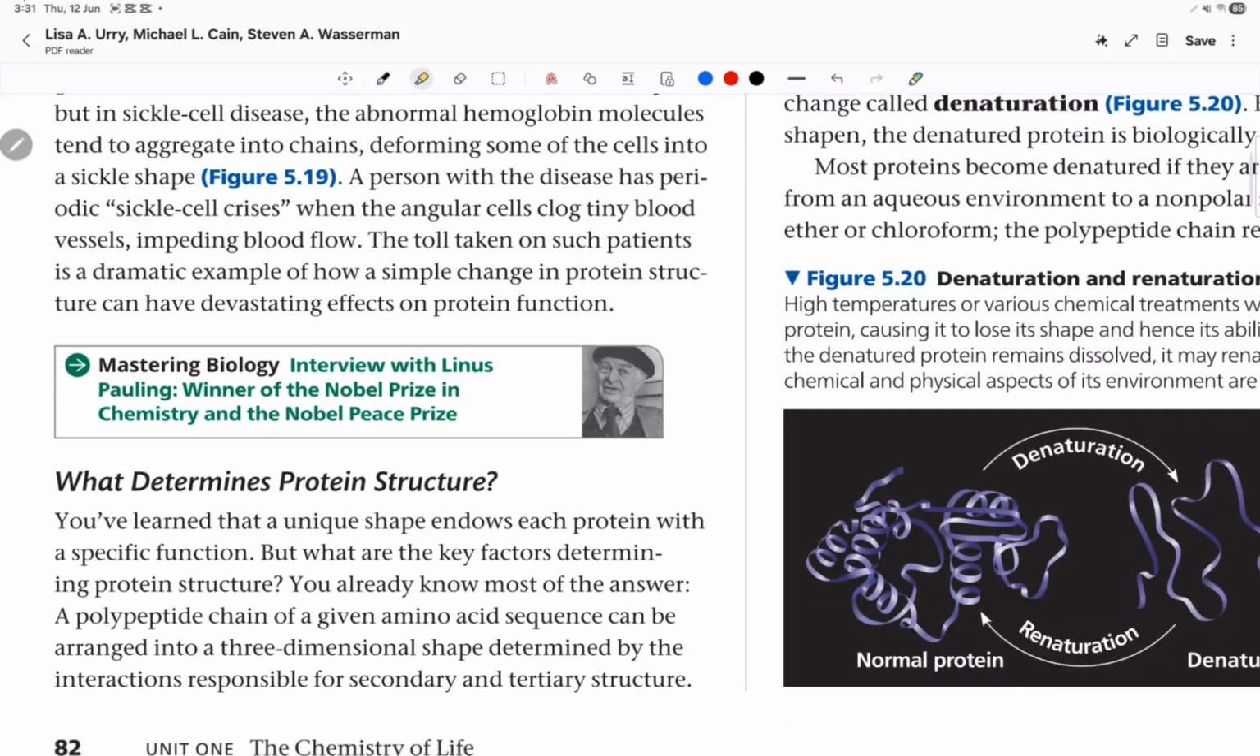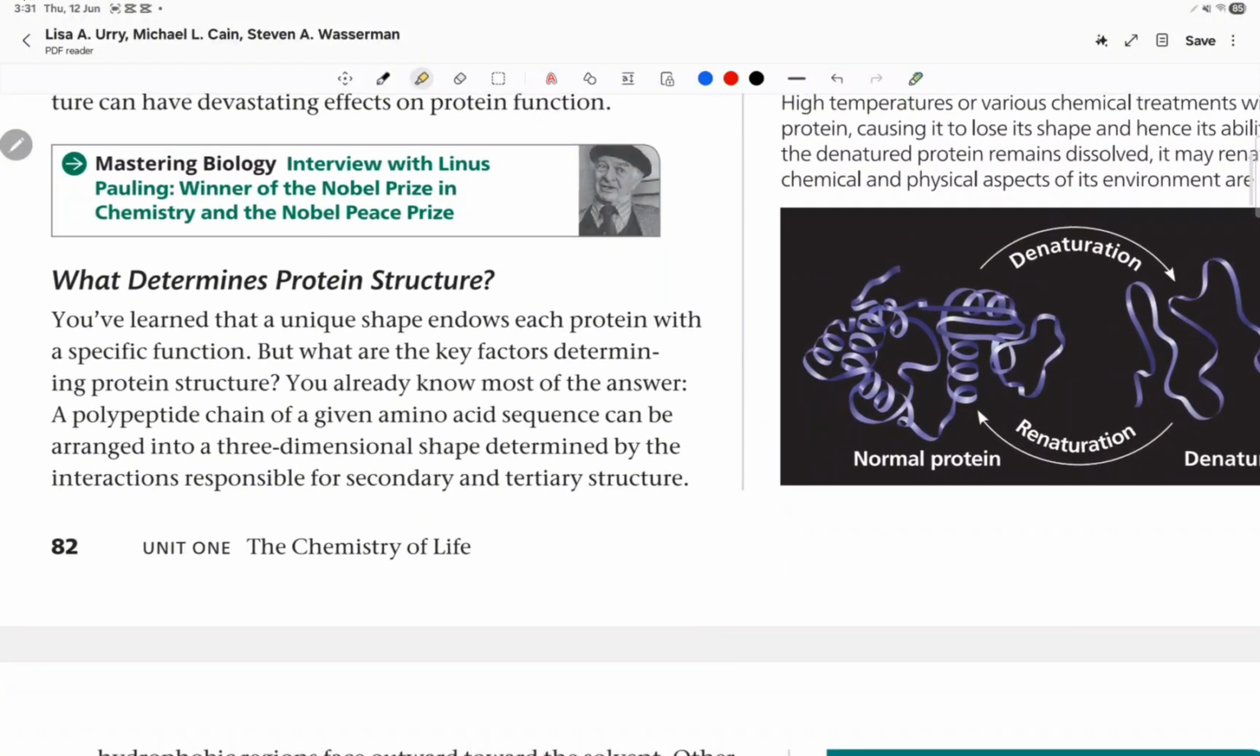Okay. So yeah. Now, how about the protein structure? By the way, if we mention three-dimensional shape, what structure are we discussing? Primary, secondary, or tertiary?